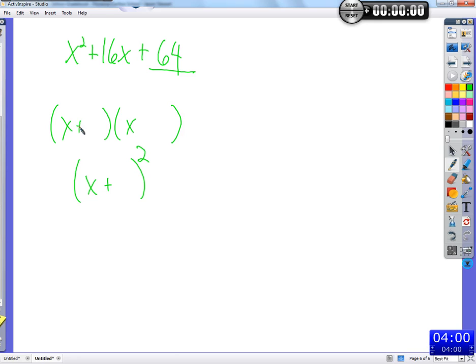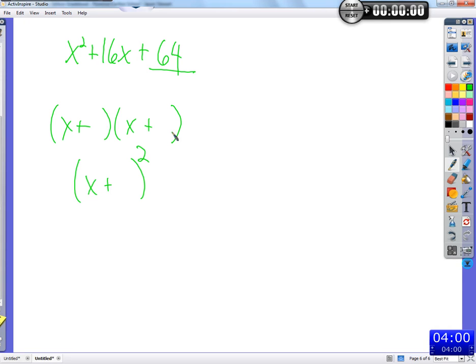Right? Which you can see by this process, you know how it has to factor. You know how it needs to factor. You know what these numbers have to be, don't you? How do we know what these numbers would have to be? Two identical numbers that add up to 16. Beautifully put, yes.